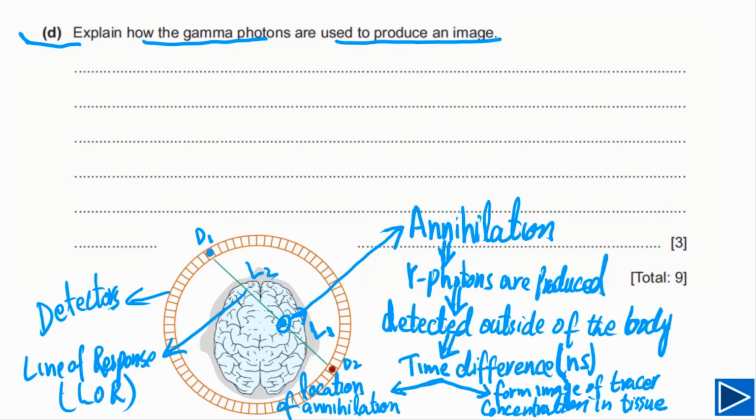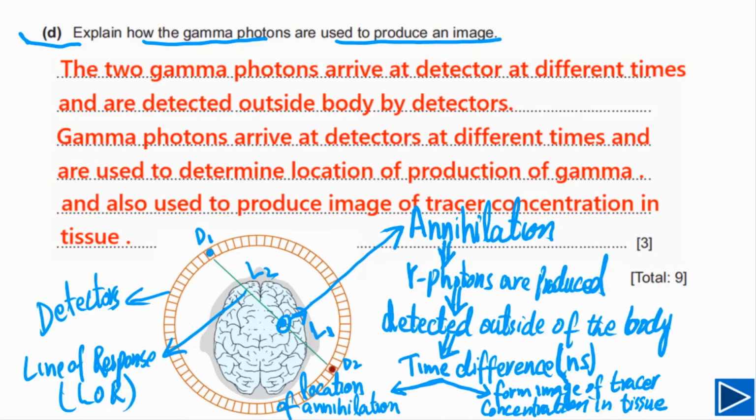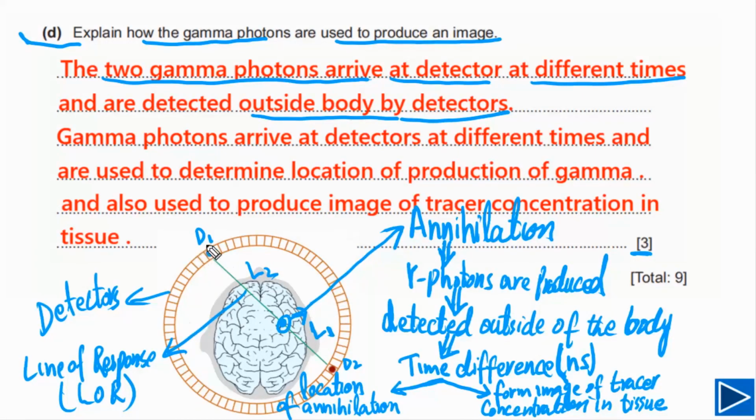Now let me show you the answer. This is how you can write down your answer. This question has 3 marks. The first point you can say is that 2 gamma photons arrive at the detector at different times. As we have discussed, there is a time difference, and they are detected outside the body of the patient by detectors. This ring consists of detectors. This is one point you can write.